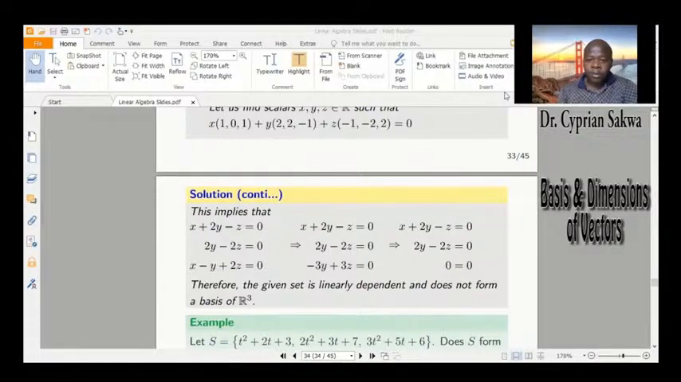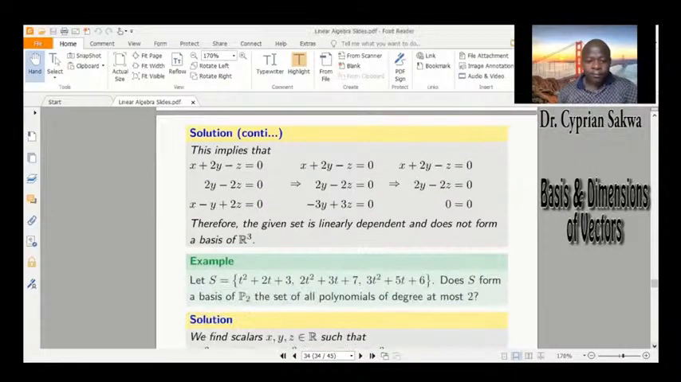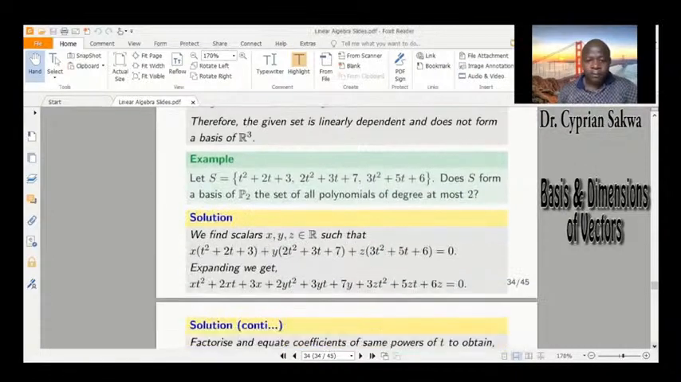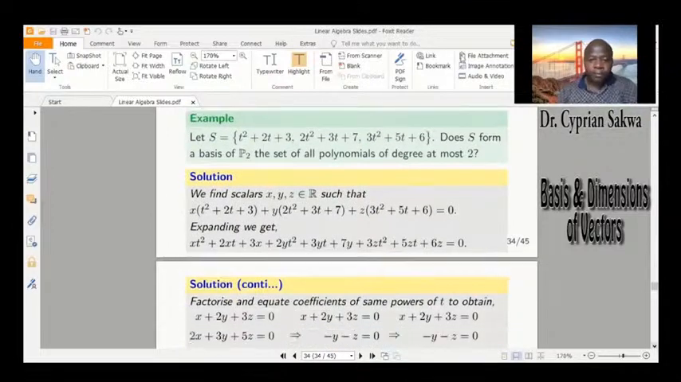So let's look at another example. As I said, I give several examples so that this subject becomes clear to us. I want to use polynomials this time. So the question is, I'm given this set of polynomials. The first polynomial here, the second polynomial, and the third polynomial. Polynomials of degree 2, not degree 3. So the question is, does S form a basis of P2, the set of all polynomials of degree at most 2?